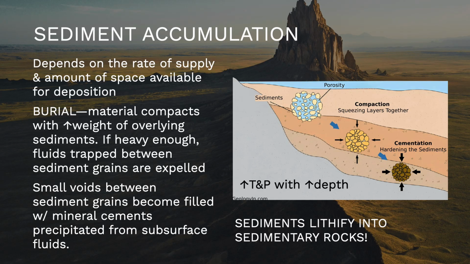So if the weight of the overlying material is heavy enough, it can cause the fluids trapped between these sediment grains to be expelled. This is shown on the picture on the right hand side. Here we have our sediments accumulating in this basin. The basin is shown in this dark gray. Sediments that are closer to the surface have a porosity. So there is space between each of these different sediment grains.